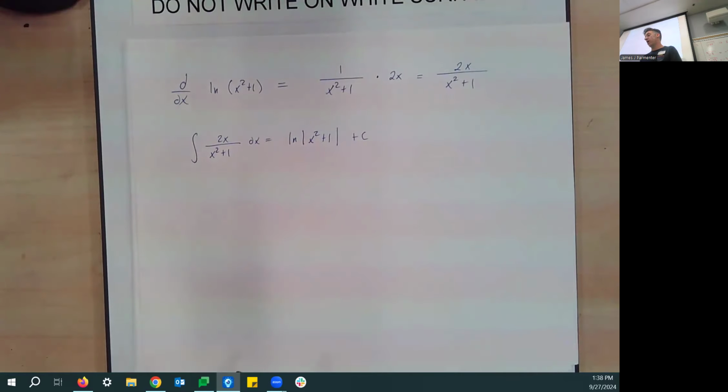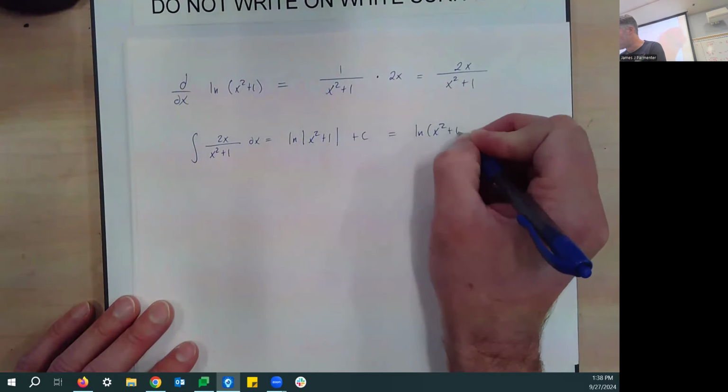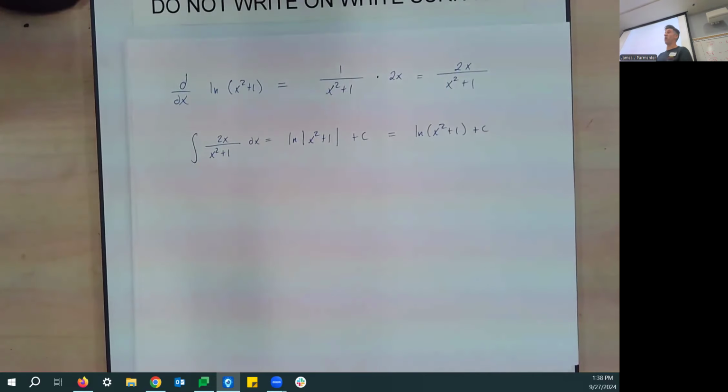So in textbooks, often you see an answer like this written without the absolute values because they're just not needed. And they usually don't explain what they're doing. They just say the answer is this, because for all intents and purposes, they are the same, as long as the argument inside the logarithm is already always positive.